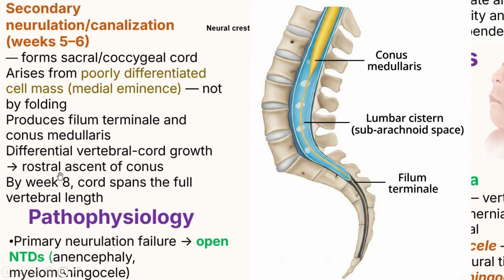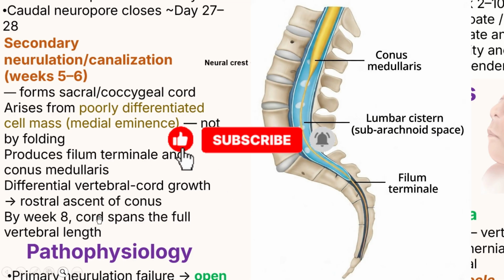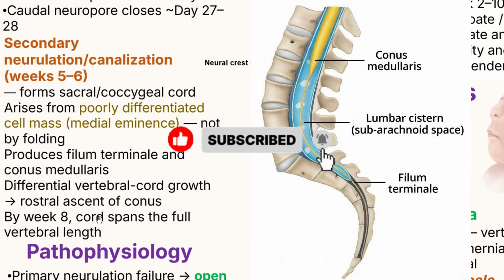So what happens is that after this has formed, then we have the cord, and by week 8 the cord is going to expand the whole length of the vertebral column. So the whole vertebral column, the bone, the backbone, is going to be covered by the cord by week 8. But then we shall have the growth of the bone and the cord differ.